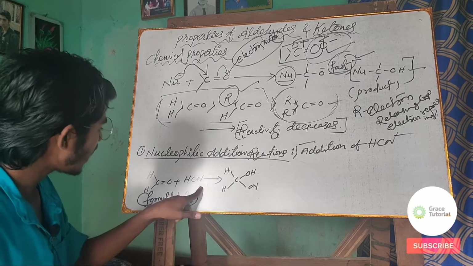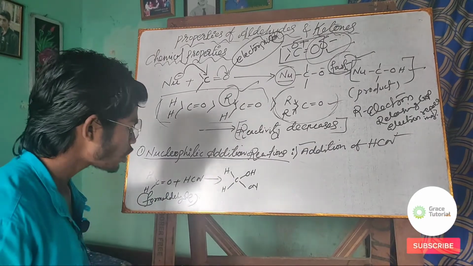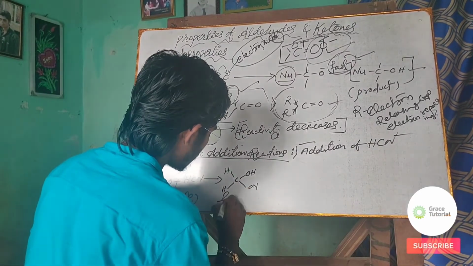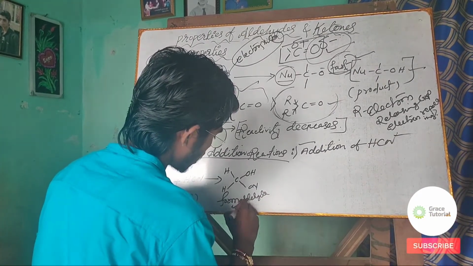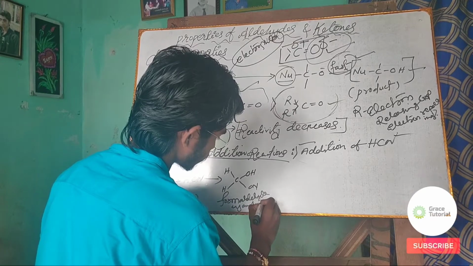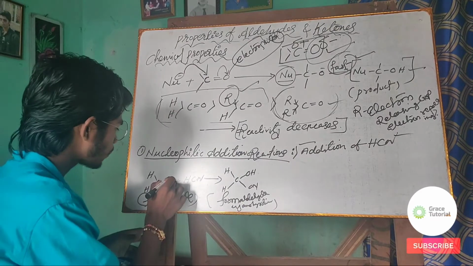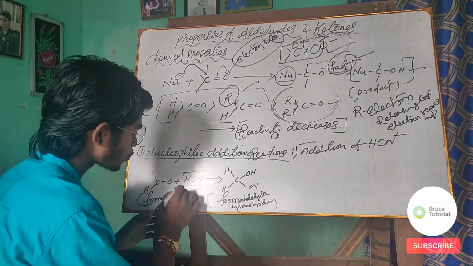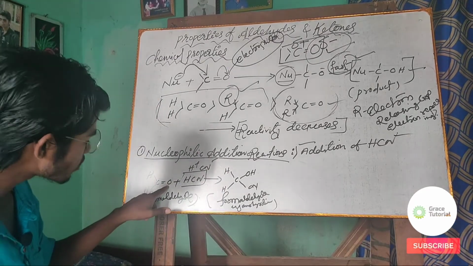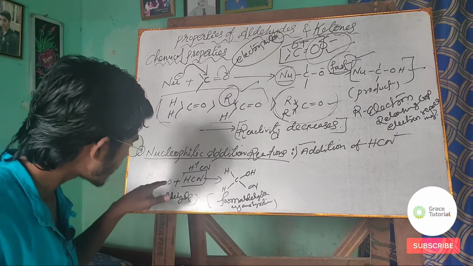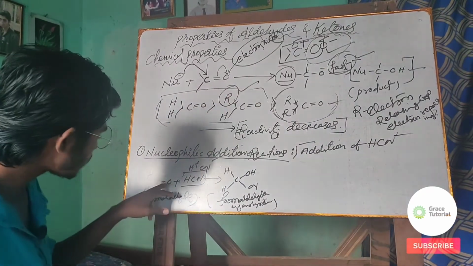When hydrogen cyanide reacts with formaldehyde, what happens? Formaldehyde cyanohydrin is obtained. If you dissociate HCN, you will get H+ and CN-. And since this oxygen is partially negatively charged, if you look here, the oxygen is partially negatively charged.